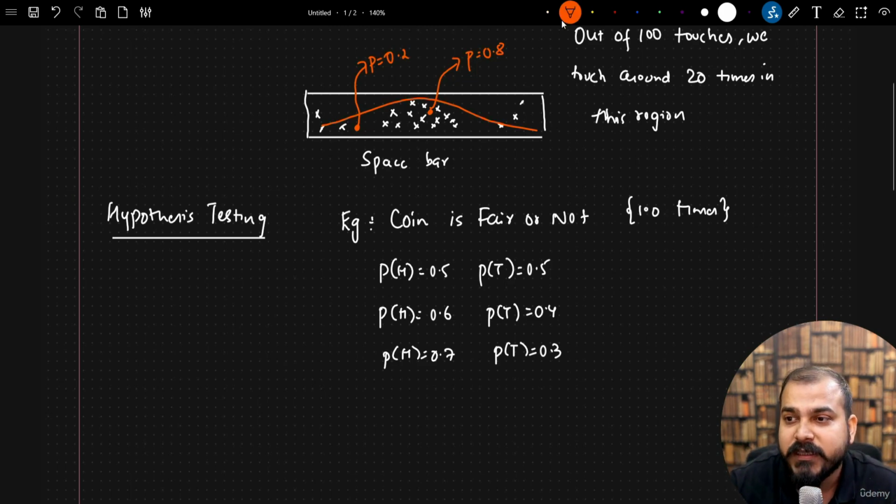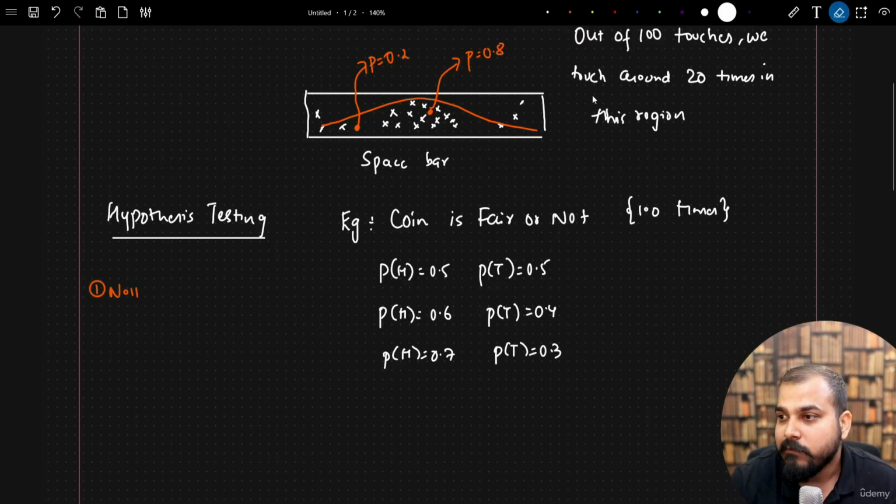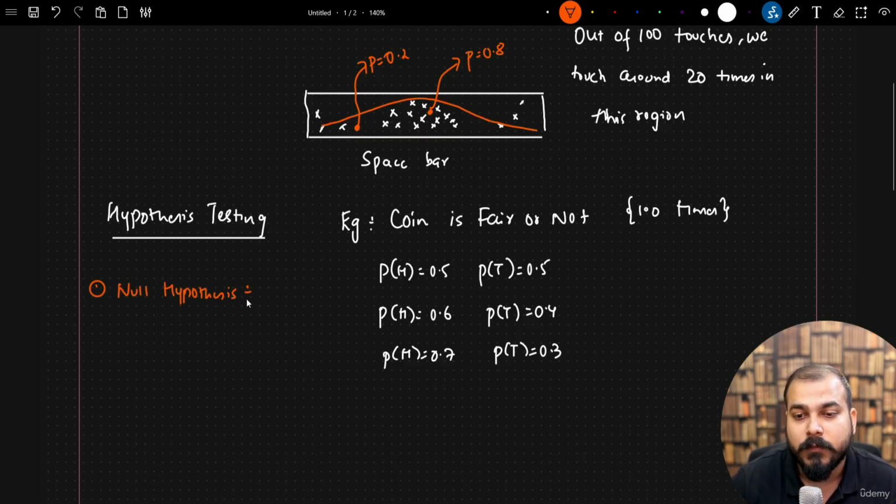So in the first step of hypothesis testing, we will first define our null hypothesis. So this is my null hypothesis. Here I will write H0, and in this scenario I will write: coin is fair, because that is the basic assumption I'm going to take over here.